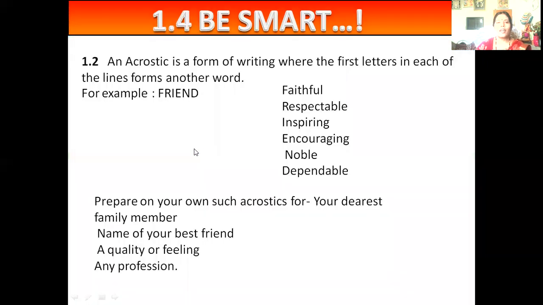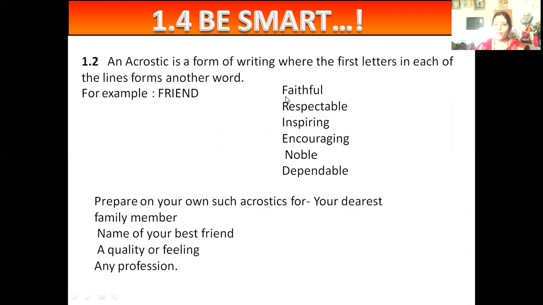Now, we will take the next activity. 1.2. An acrostic is a form of writing where the first letters in each of the lines form another word. This is an example of the word friend. In this word, there are six letters: F, R, I, E, N, D.